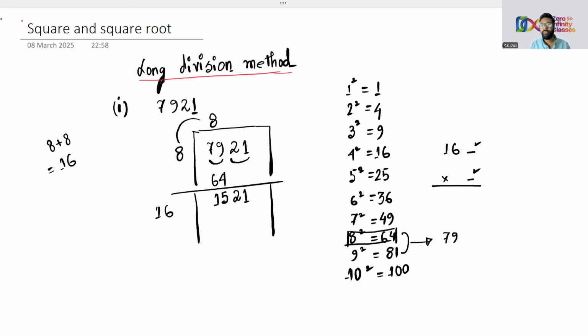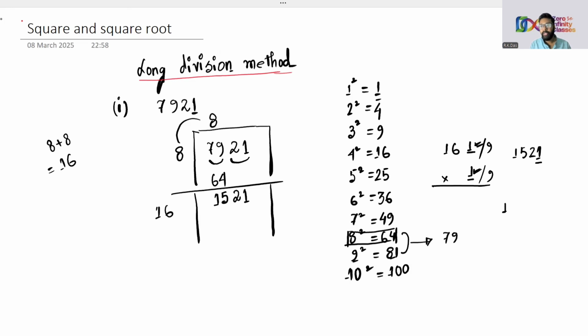So we need 1521, and here we have to take the same number. Here we can see the last digit is 1. We know that 1 square is 1 and 9 square is 81. That means either it will be 1 or it will be 9.